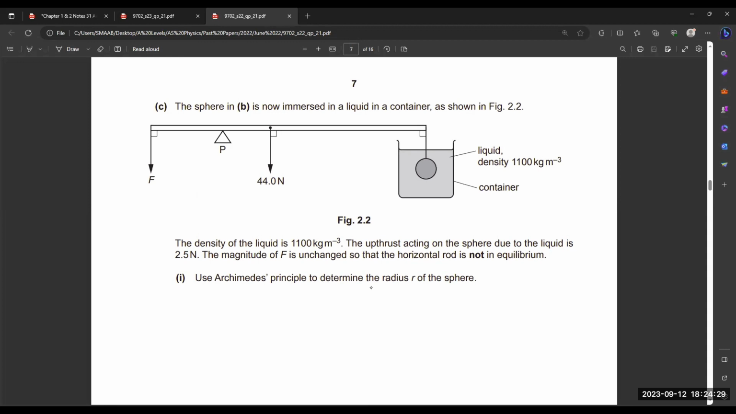So in this question, the sphere in B is now immersed in a container as shown in the figure. And what we have to find out, the density of the liquid is 1100, okay.